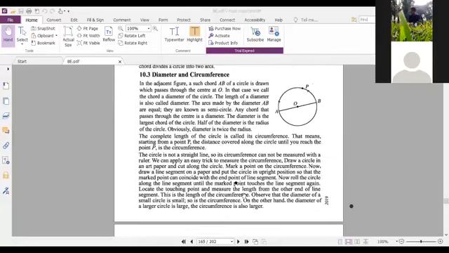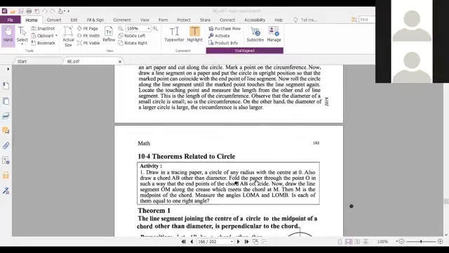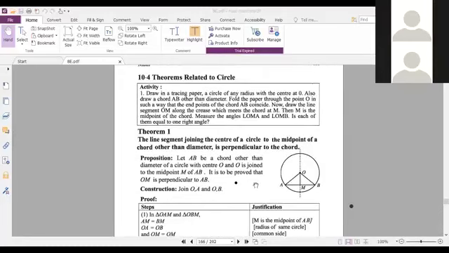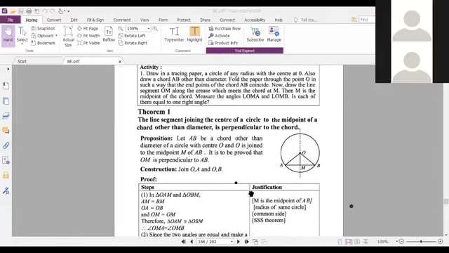Please get back to the class. Now we see a theorem. Theorem number 1. The line segment joining the center of a circle to the midpoint of a chord other than diameter is perpendicular to the chord.